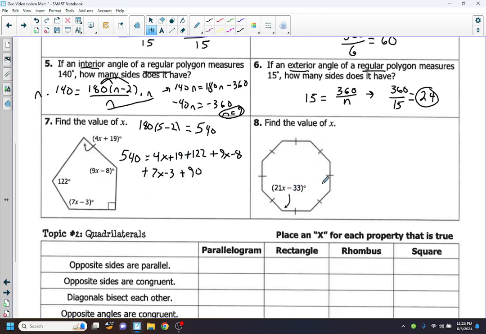In this one, since they're all the same, I know all these are 21x minus 33. And since it's an 8-sided shape, I can figure out that each angle must be 180 times 8 minus 2 over 8. That ends up being 3/4, so 135. So I know each angle here should be 135. So I just do 135 equals 21x minus 33. Do a little bit of math, you'll get your answer.